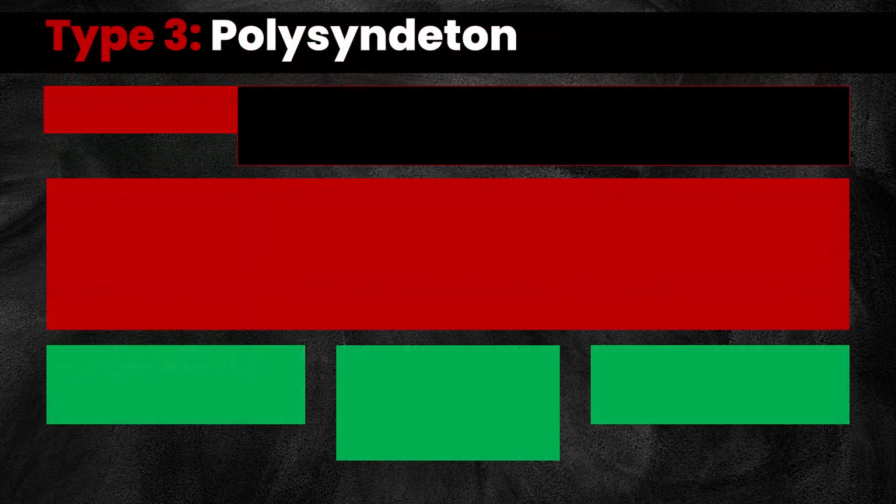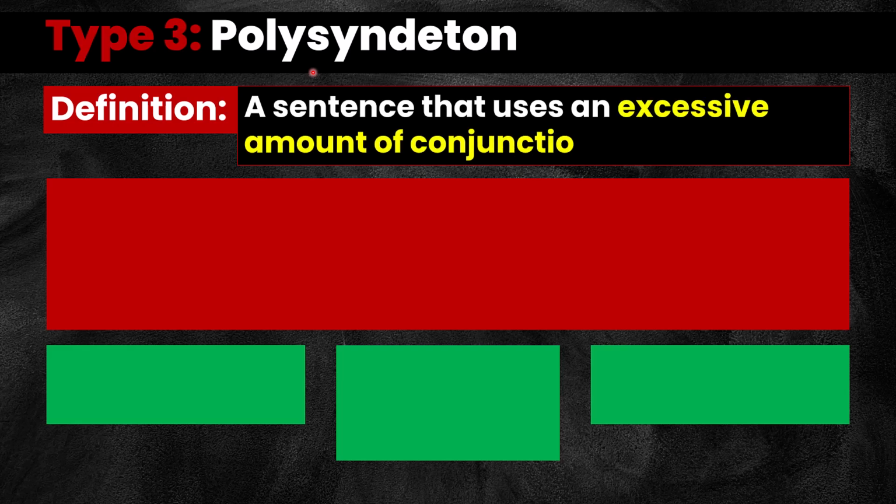And finally, let's look at type 3. And this word is a little difficult to say. The third type of run-on sentence is, in American English, it's called a polysyndeton, and in British English, a polysyndeton. So what is this? Well, a polysyndeton is a sentence that uses an excessive amount of conjunctions.